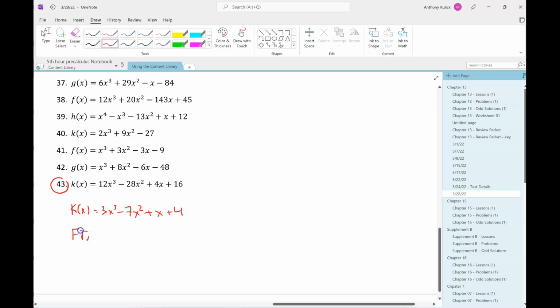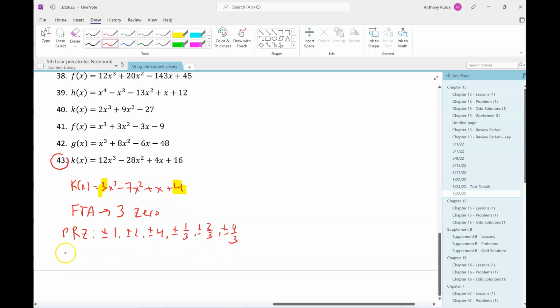So from the fundamental theorem of algebra, I know I'm looking for 3 zeros because the degree on the polynomial is 3. The biggest exponent's 3. My possible rational zeros are going to be factors of 4 divided by factors of 3, which now that we divide by 4, that makes life a little bit easier, right? So I have plus or minus 1, 2, and 4, and then plus or minus 1 over 3, 2 over 3, and 4 over 3. And then we're going to go to our graph and take a look at what we see there.